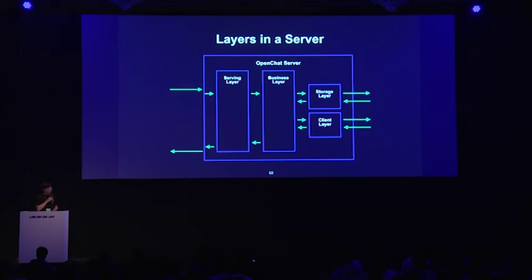So in reality, if you look at this diagram, there are multiple layers inside a server. There's a serving layer which takes requests from the network and sends responses back to the network. And the business layer in the middle, which includes many business logics about the service. And the business layer connects to two layers. One is the storage layer, which retrieves data from storages, and the other is the client layer, which connects to external services and gets the data from them.